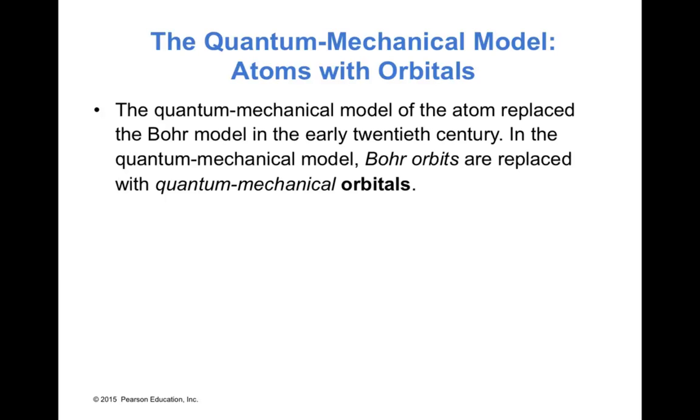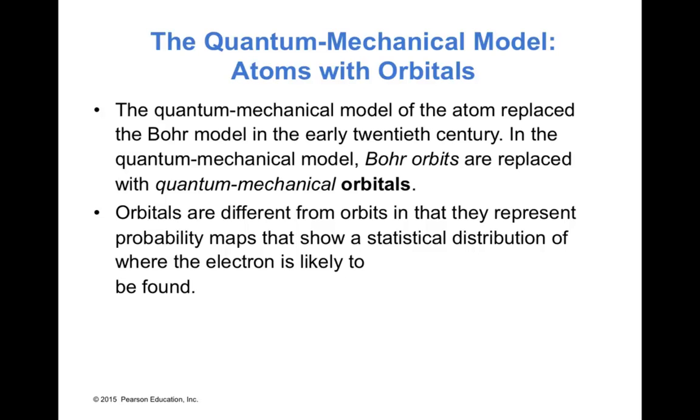The quantum mechanical model of the atom replaced the Bohr model in the early 20th century. In the quantum mechanical model, Bohr orbits are replaced with quantum mechanical orbitals. So now we're going to talk about orbitals, but they basically represent the same as the orbits. Orbitals are different from orbits in that they represent probability maps that show a statistical distribution of where the electron is likely to be found.